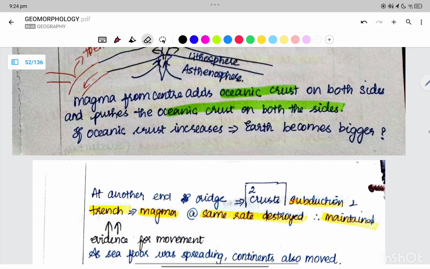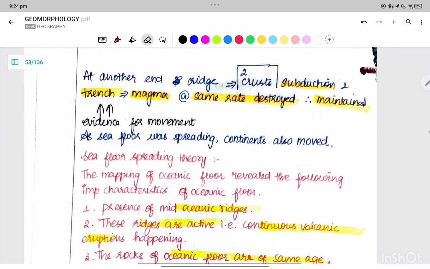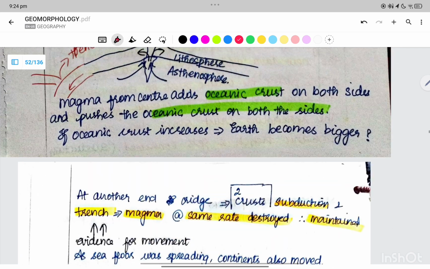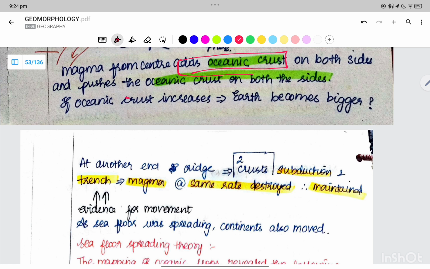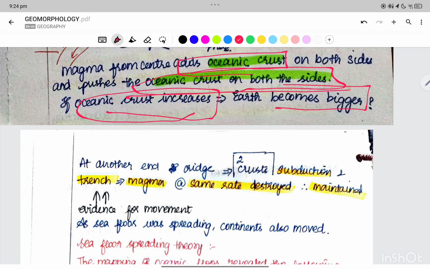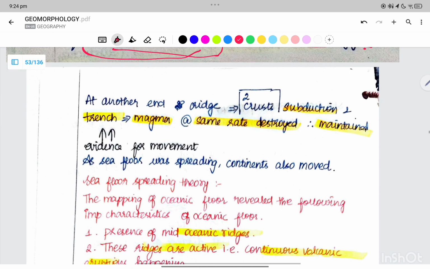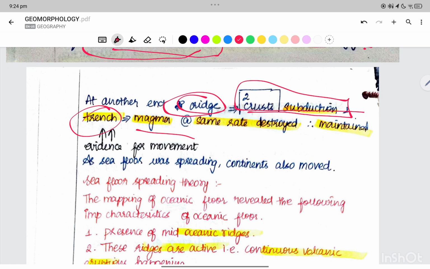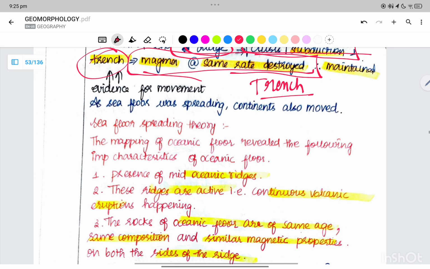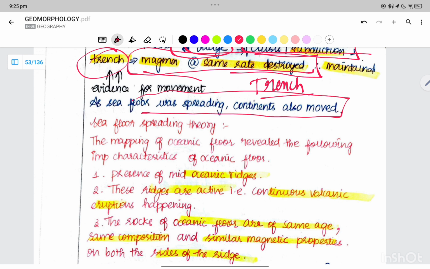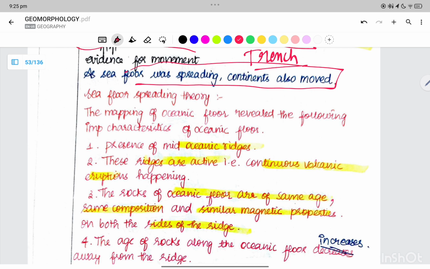The magma from the center adds oceanic crust on both sides and pushes the oceanic crust on both sides. As the magma keeps on adding, it pushes the oceanic crust outward, and if the oceanic crust increases, the earth becomes bigger, right? Therefore, at the other end of the ridge, there are two crusts which are subsiding at a trench. The same rate at which magma is created, we have the trench, right? Now, as the floor is spreading, continents are moving. Because the sea floor is spreading, we say that the continents are moving.